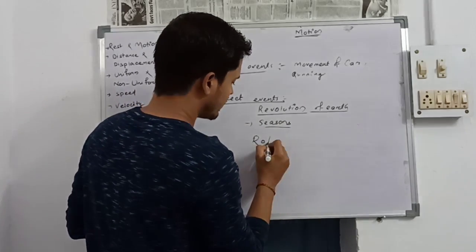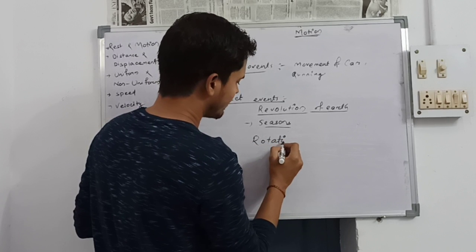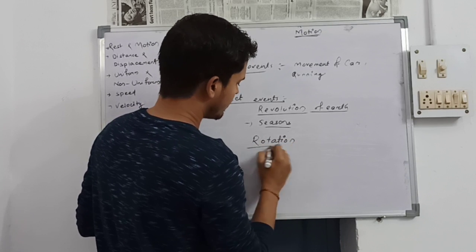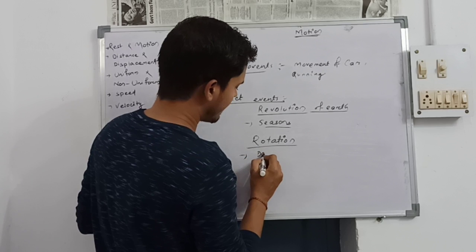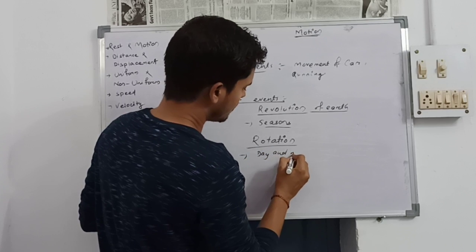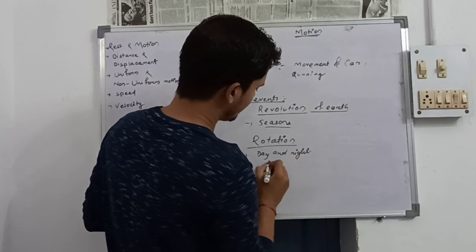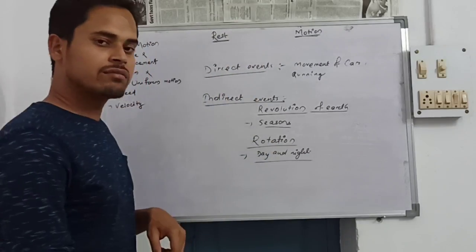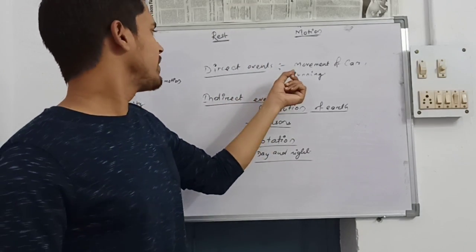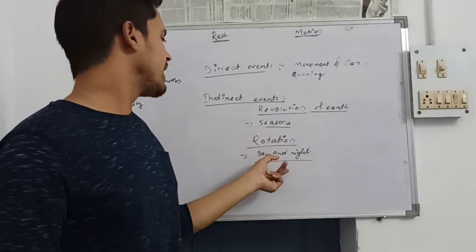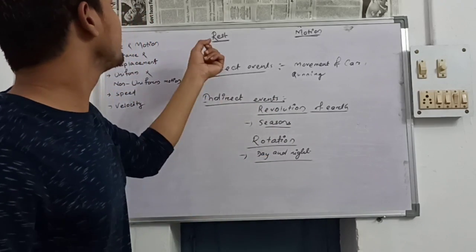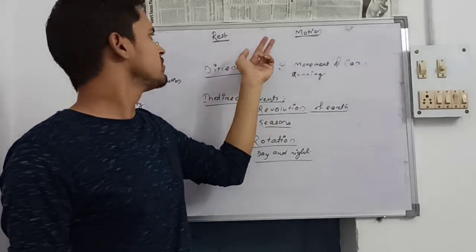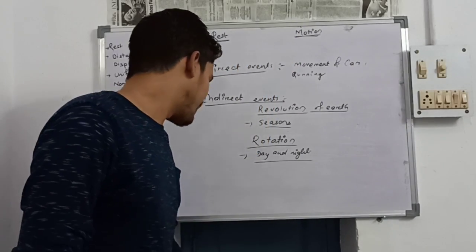Rotation of earth, you cannot directly notice, but by taking the day and night, you can feel the rotation is happening. So these are some direct events and some indirect events where you can feel how motion is happening.